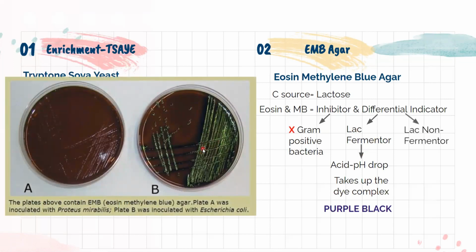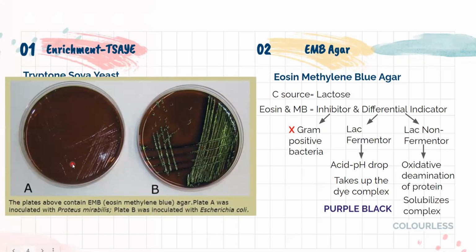Next, the lactose non-fermenters. So the lactose non-fermenters will cause the oxidative deamination of protein, and thus it raises the pH, which will solubilize the complex, and therefore these colonies appear colorless, that is, they do not take up any dye. So how do we select our E. coli cells? So basically those that will show you purple colonies with a green sheen are those of E. coli. Now we have enriched our cells and we have isolated our E. coli.